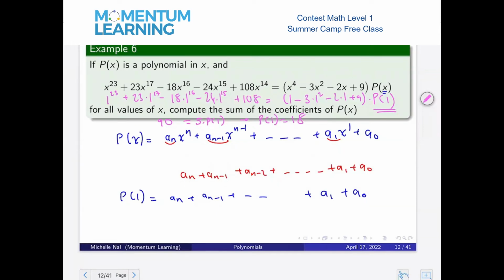Are we good, everyone? Any questions or any comments? So to find the constant, we plug in 0. To find the sum of the coefficients, we look at p of 1. What if I want to find the sum of the odd term coefficients? Like I want to find a sub 1 plus a sub 3 plus a sub 5 plus a sub 7, and so on. Again, for the time being, I'm going to move on, but in the class, we go over finding the sum of the odd term coefficients and the even ones.